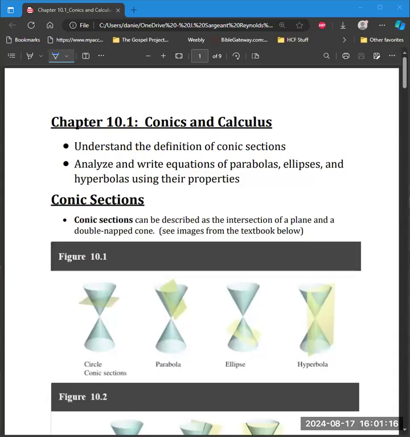In this video, we're going to talk about chapter 10.1, conics and calculus. This is going to be a review from pre-calculus about various types of conic sections. So our goals are going to be to understand the definition of conic sections and analyze and write equations of parabolas, ellipses, and hyperbolas using their properties.